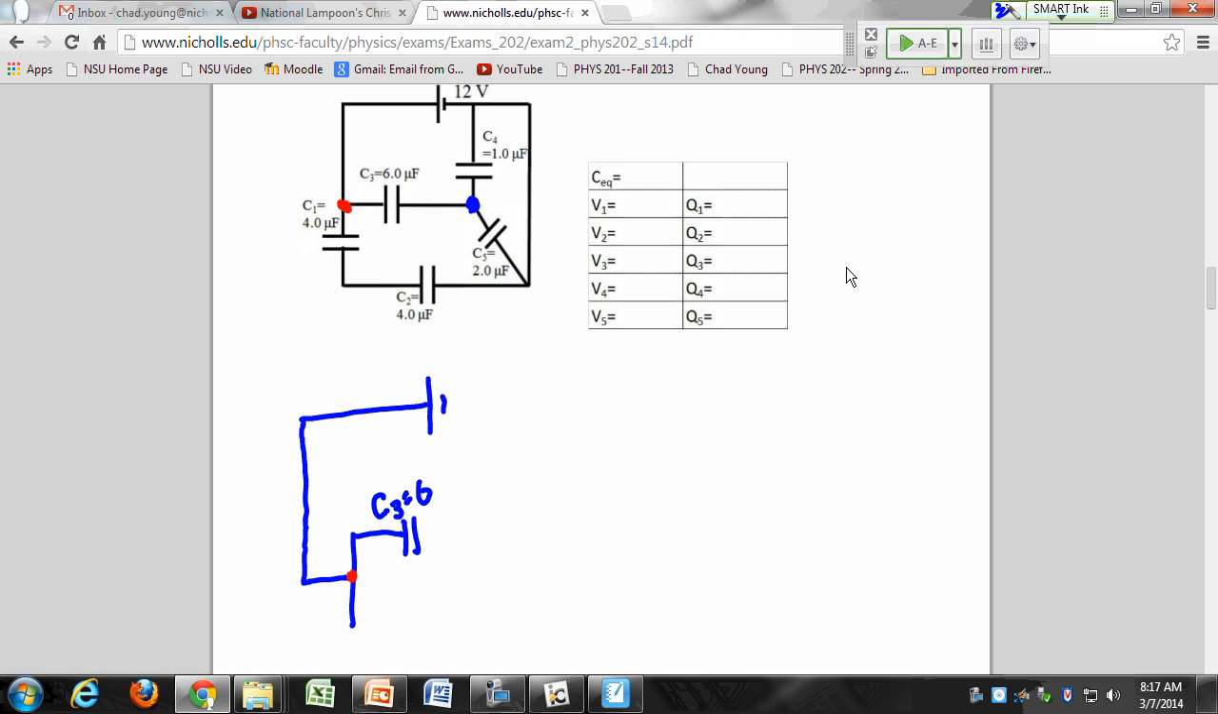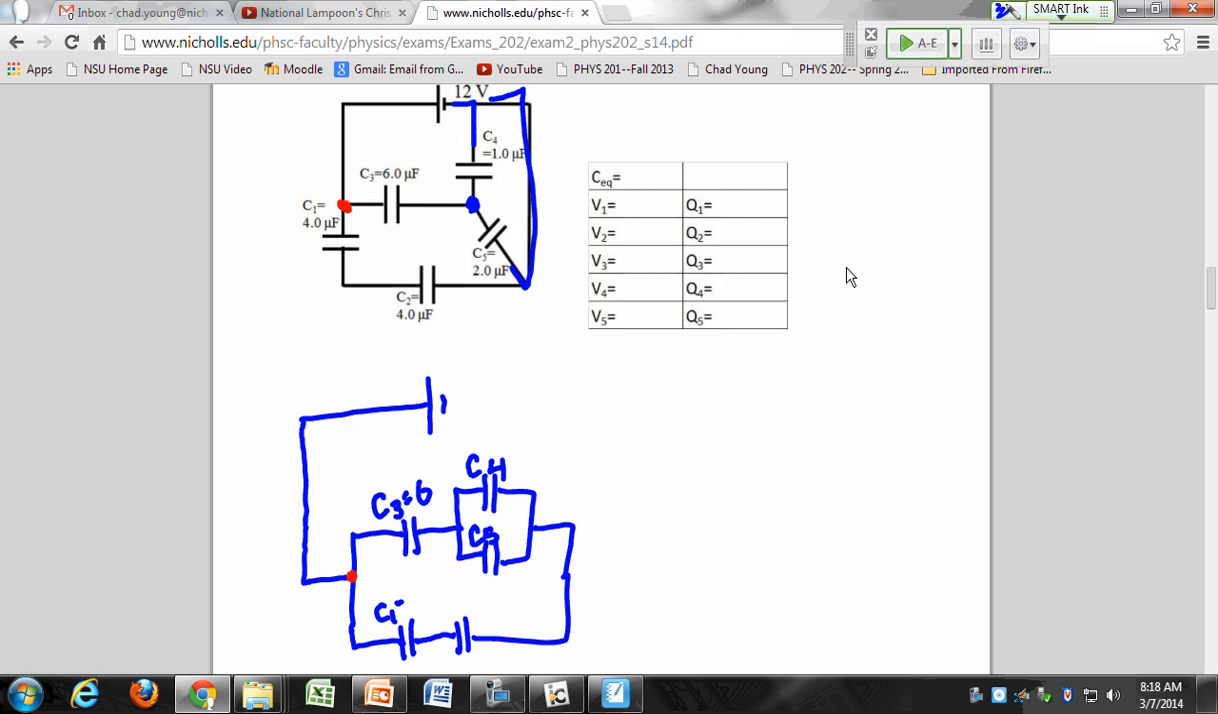And then notice right here it splits again. So I have another junction. That's C4 and C5. And notice both of these go straight back to the battery after I leave there. So I'm going to bring those back together. And then in the bottom part, I have 2 capacitors, C1 and C2. Those are both 4 microfarads. And then it comes back to the battery.